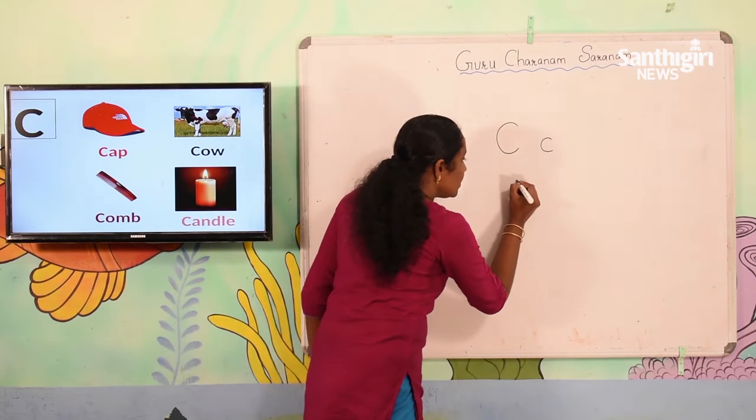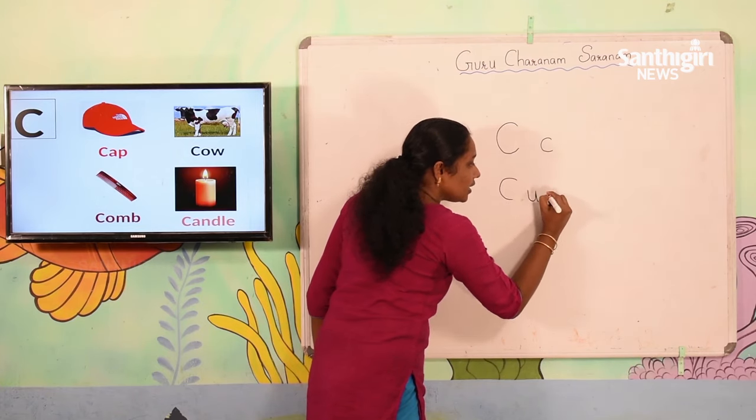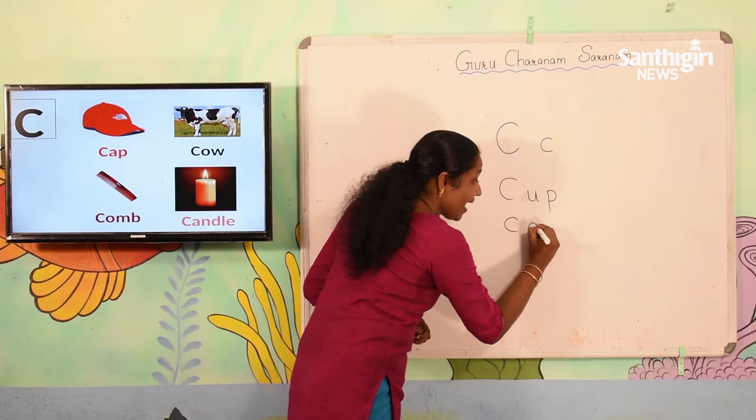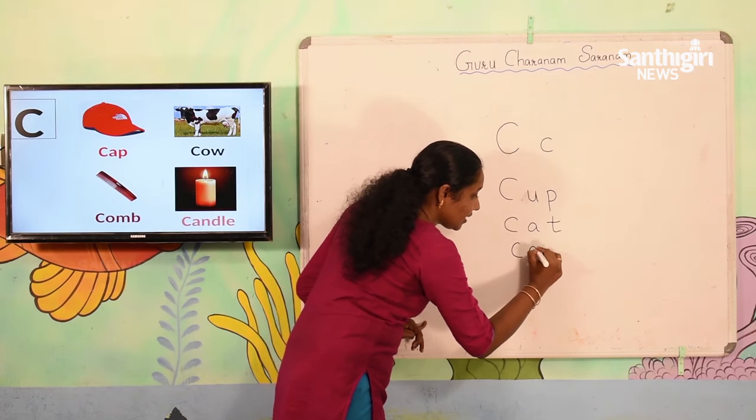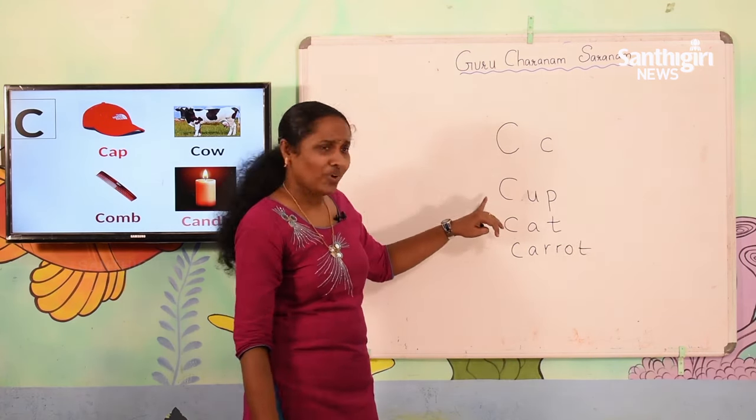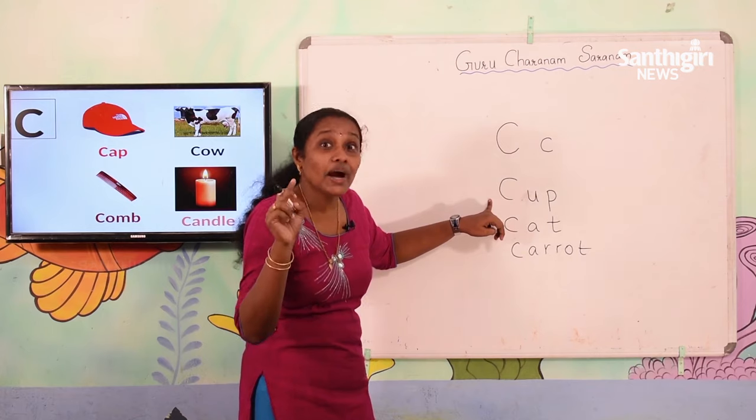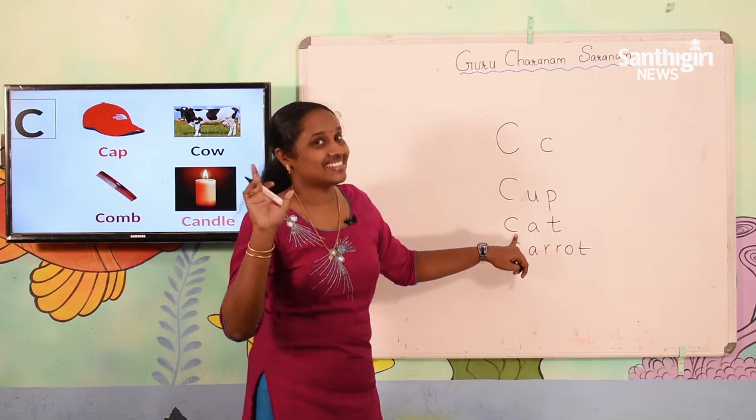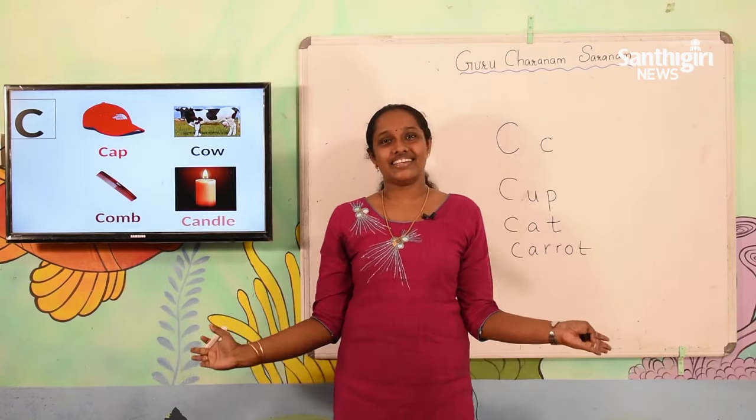We can see more words. Cup. Cat. Carrot. Look. What do you hear as the first sound of a cup? Listen. Cup. First sound. K. Cup. The letter is C. Cat. K. Cat. Letter is C. Carrot. The first sound we hear is K. Then the letter is C.